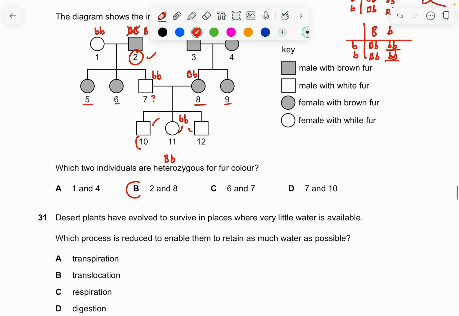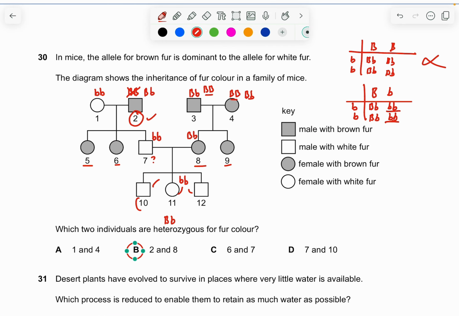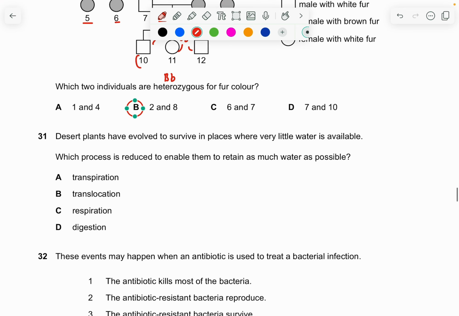So the answer for this is 2 and 8. So again, this question is slightly tricky. Feel free to comment down in the comment section below which part doesn't make sense.